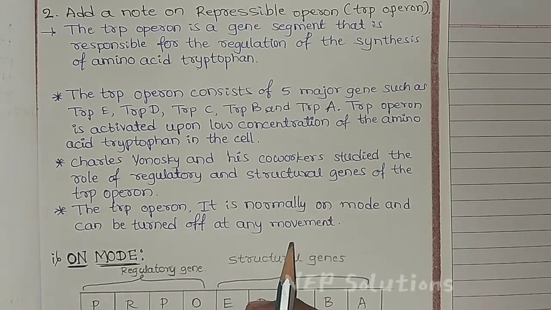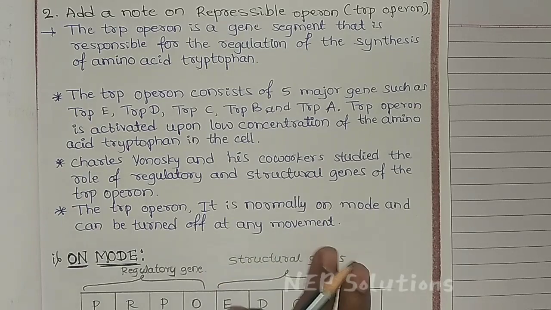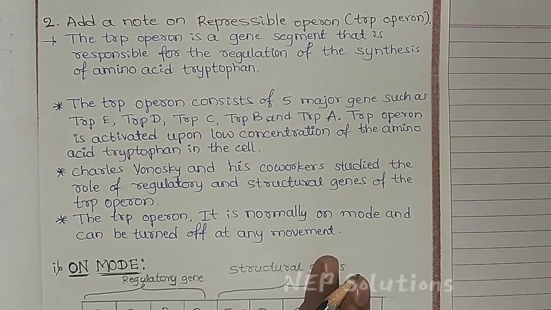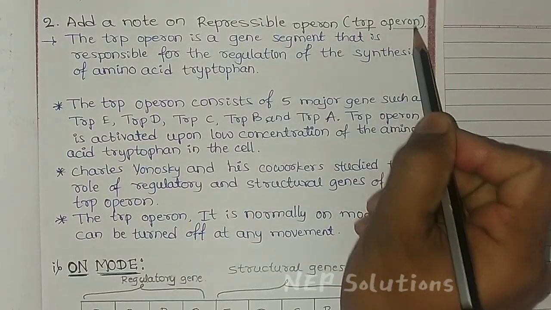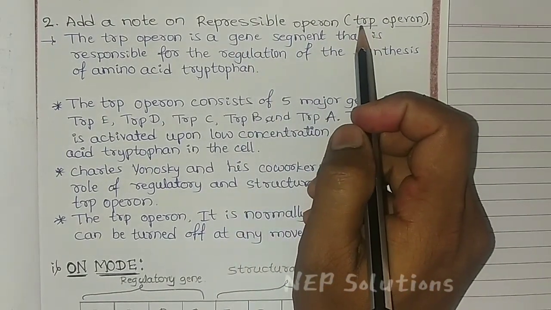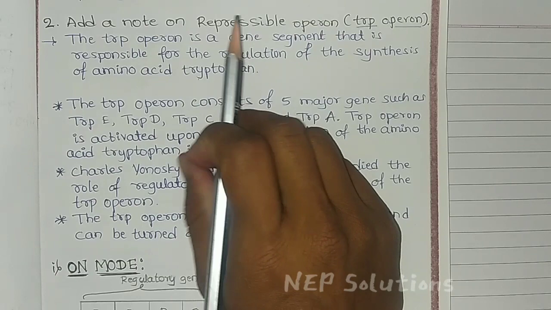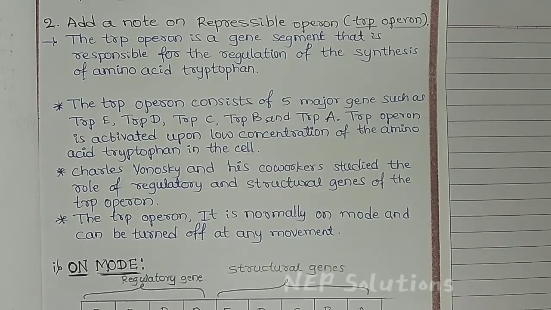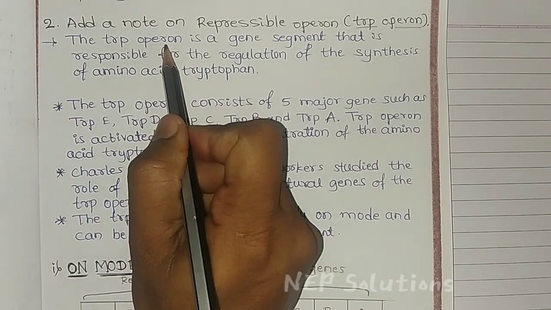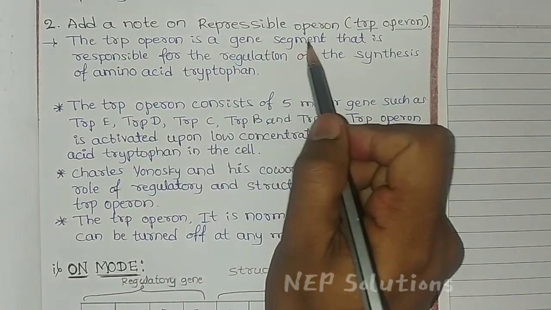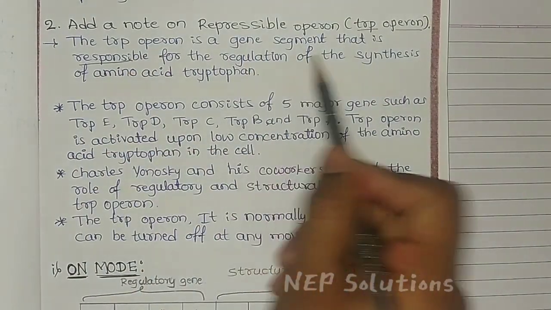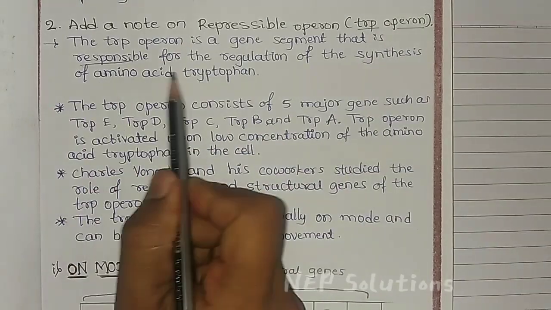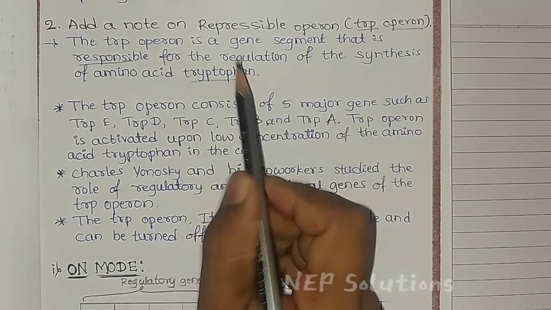Friends, in this video I am going to explain a very important genetics concept, that is the TRP operon or repressible operon. So here it goes. First we will learn about the definition. The TRP operon is a gene segment that is responsible for the regulation of the synthesis of the amino acid tryptophan.